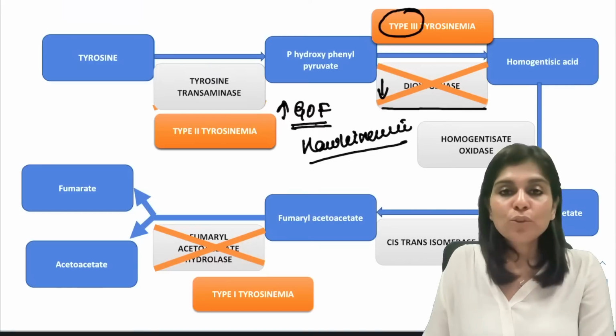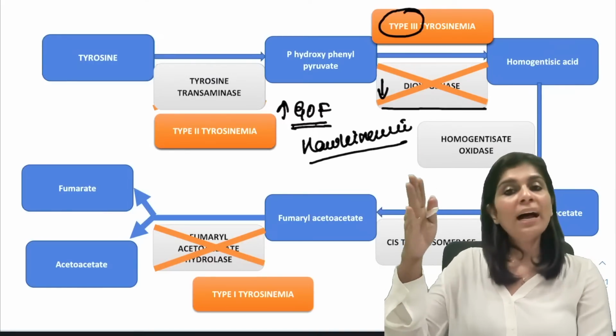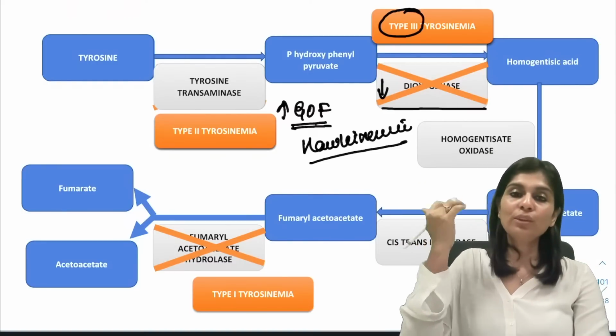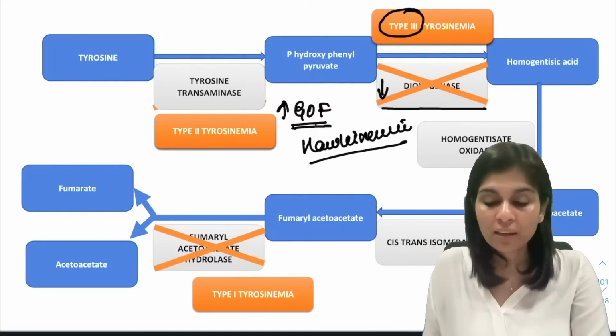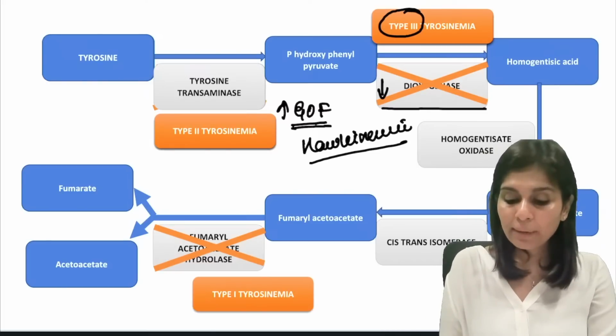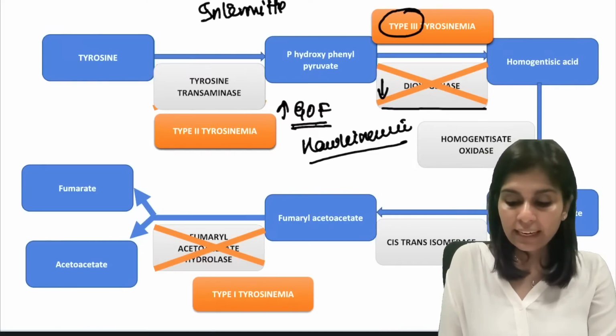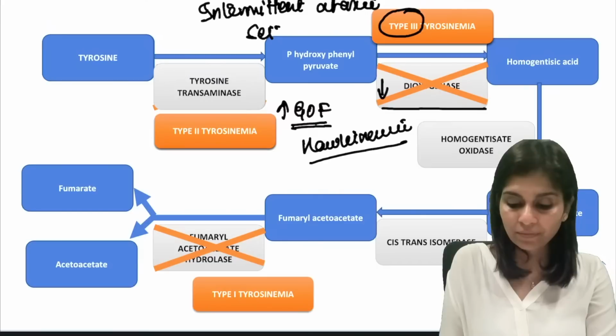So type 3 tyrosinemia is caused by the low activity of para-hydroxyphenylpyruvate dioxygenase. Gain of function mutation causes Hawkinsinuria. Type 3 tyrosinemia is characterized by intermittent ataxia and seizures.